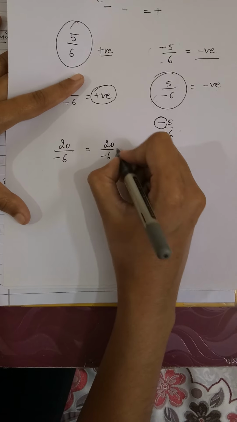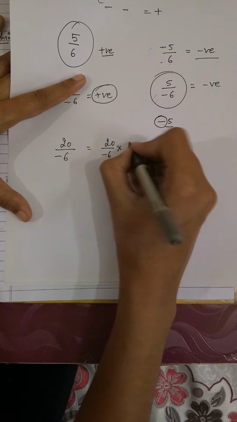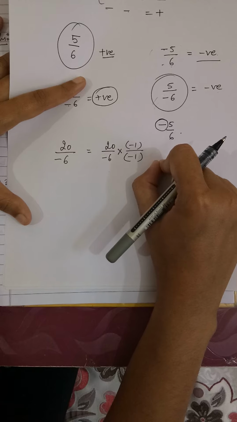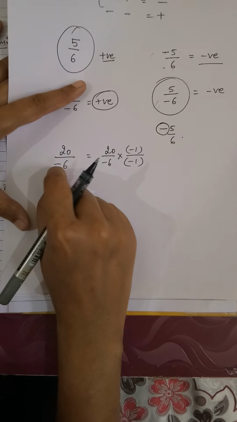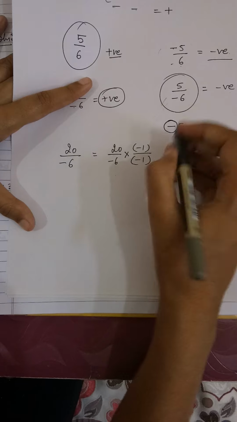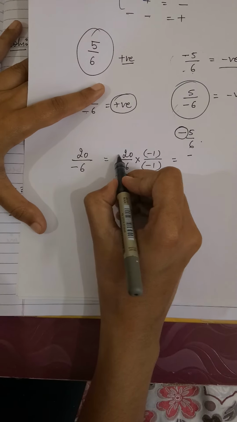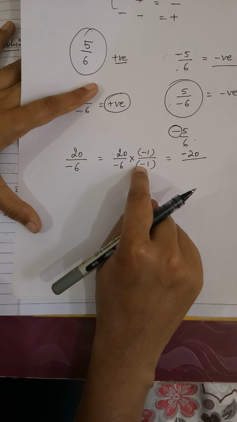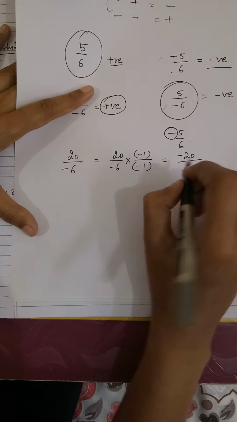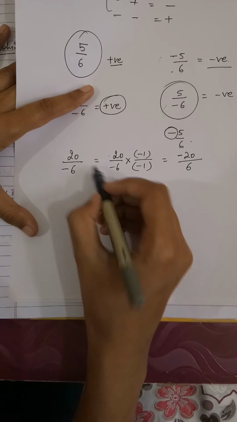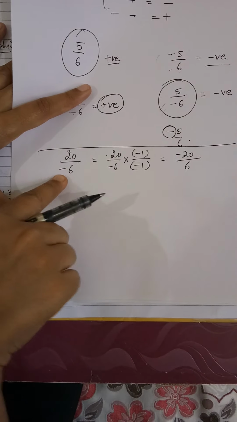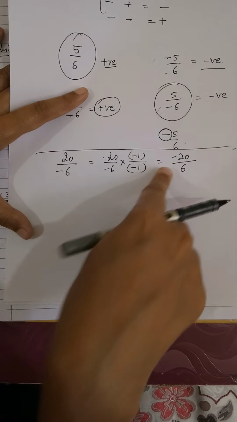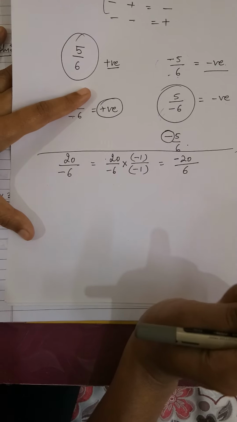20 upon minus 6, I am going to multiply and divide by minus 1, right? I am going to multiply with the same number so that instead of the denominator, the numerator becomes negative. So what will it become? Minus, this is plus. What is plus minus? Minus. And 20 ones are 20, and what is minus minus? Plus. So minus minus is plus, and 6 ones are 6. Now just look at what we have done: instead of the negative sign in the denominator, we have converted it to a negative sign in the numerator just by multiplying and dividing by minus 1.